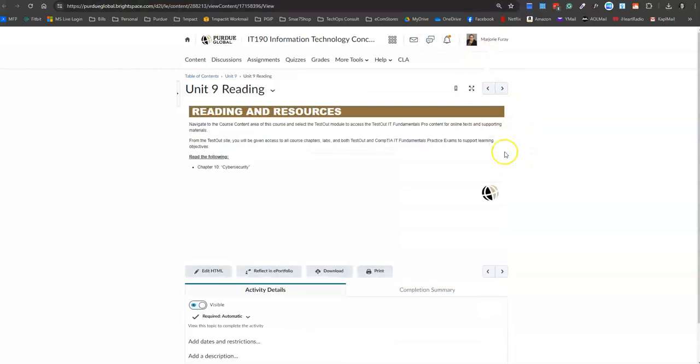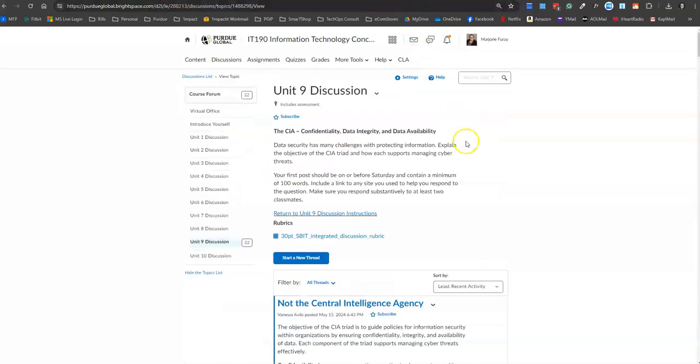Let's go to the reading part. Of course, you'll be reading Chapter 10, Cybersecurity. Then we have the discussion for this week. The discussion relates to the CIA triad itself too. Data security has many challenges with protecting information. Explain the objective of the CIA triad and how each supports managing cyber threats.